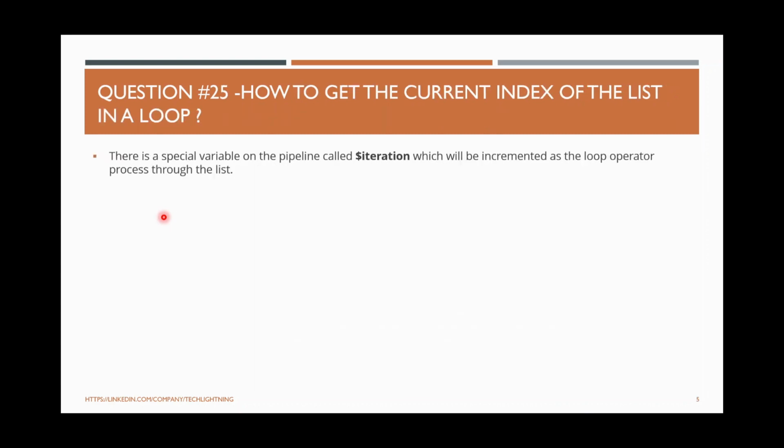I'll move on to the next one. How to get the current index of the list in a loop? This loop is mainly to iterate an array. Once you loop the particular document list or any kind of array and go inside the loop, this $iteration field will get created, and it will get incremented every loop. Whenever you complete one iteration, it will become iteration plus 1. So there is a special variable on the pipeline called $iteration, which will be incremented as the loop operator processes through the list. Using which, you can take the current index of that particular iteration.